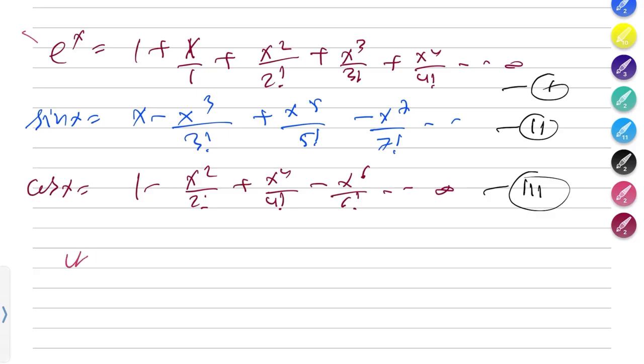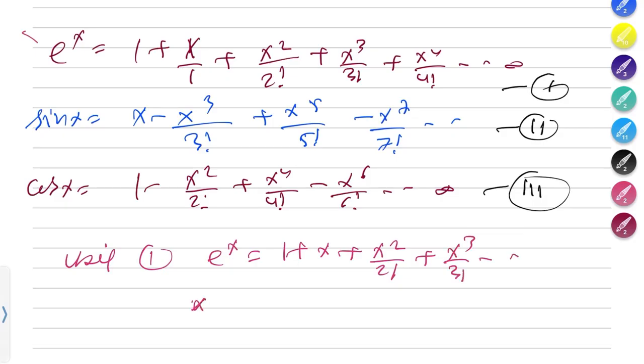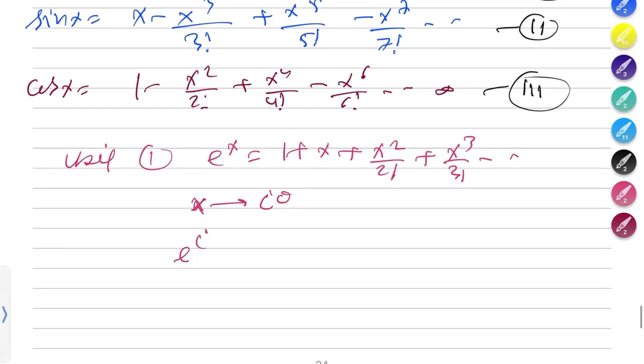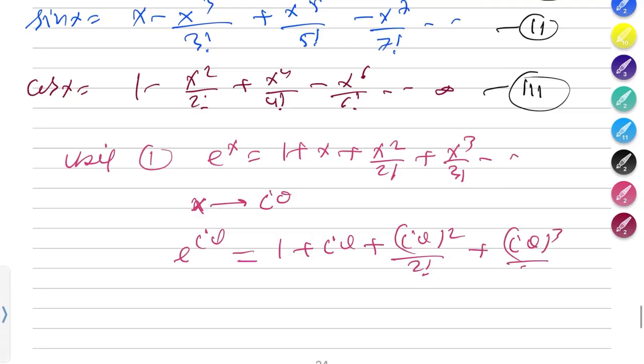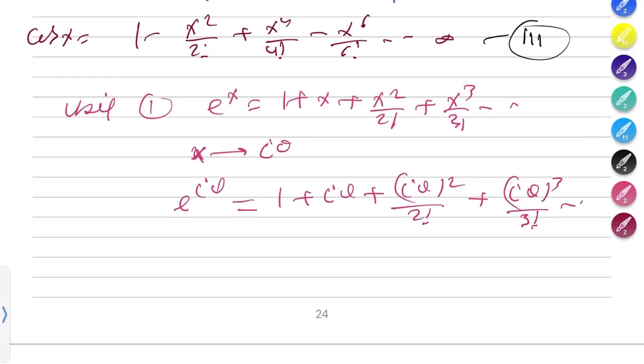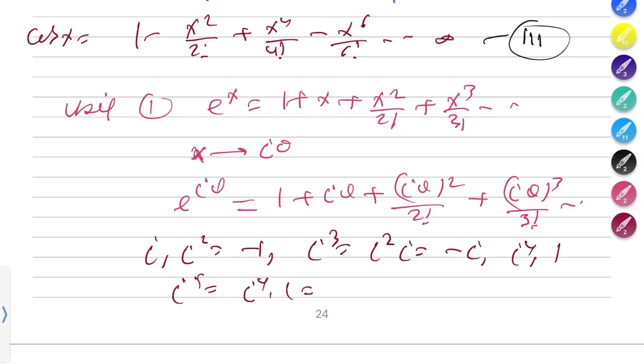Okay, using equation 1, e to the power x is equal to 1 plus x plus x square upon 2 factorial plus x cube upon 3 factorial, and so on. Substituting x equals i theta, we get e to the power i theta is equal to 1 plus i theta plus (i theta) square upon 2 factorial plus (i theta) cube upon 3 factorial, and so on. Here we need to know that i square is minus 1, i cube is equal to i square times i, that is minus i, i to the power 4 is 1. Similarly, i to the power 5 is i to the power 4 times i, that is i, and so on. It goes like this.